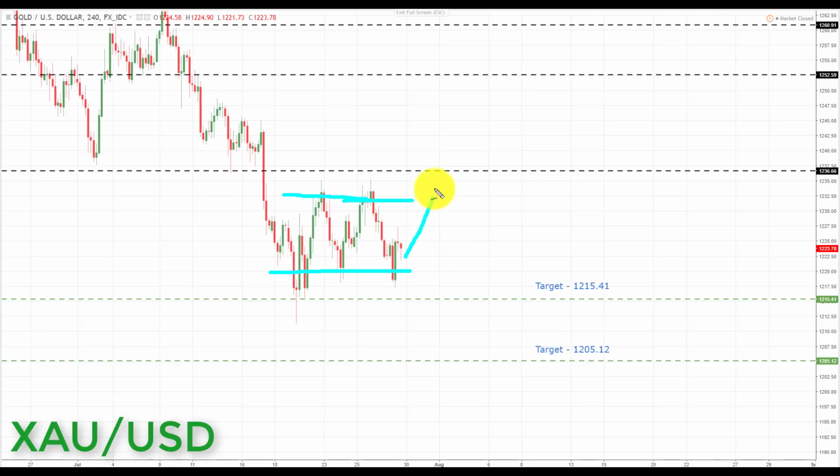If we get a pullback this week as we start the week below broken support looking to turn resistance at the 1236.66. If we can get a pullback and a retest, this is going to be a great area to start to look for bearish formations and patterns in gold. And we're going to be looking at initiating shorts down towards the key area of support to the downside and the target set, the 1215.41. And if we can get a breakthrough here, we're going to be looking down towards target 2 at the 1205.12.